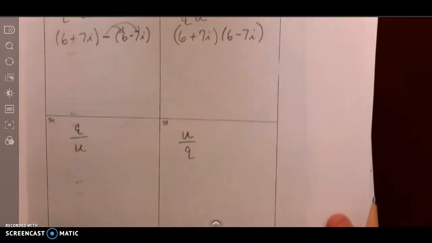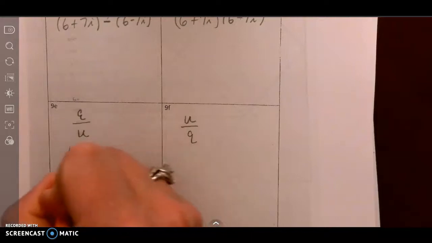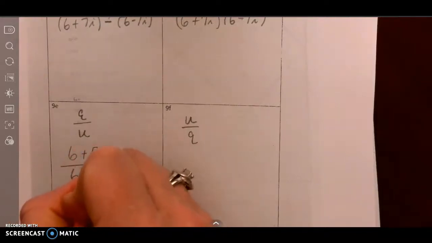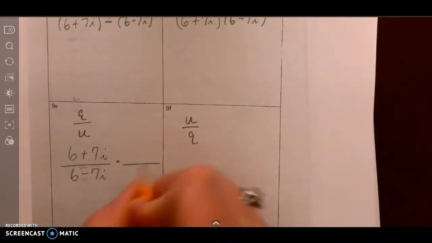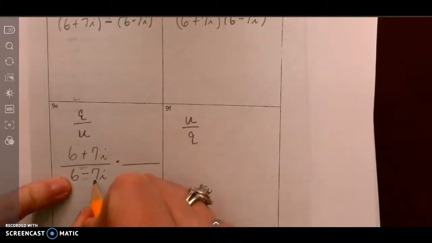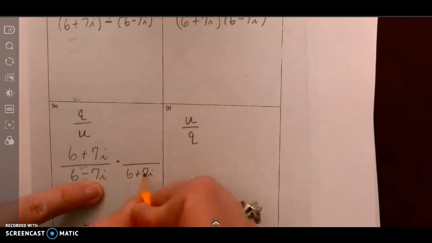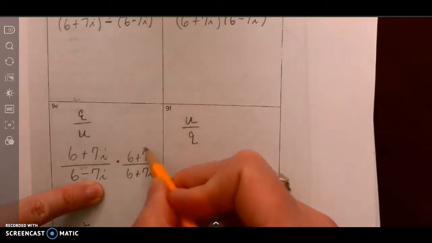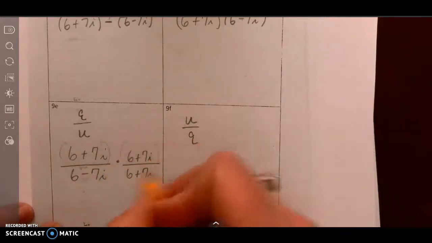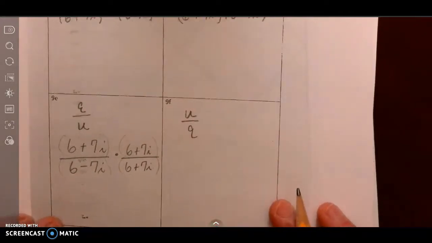For q divided by u, you're going to have 6 plus 7i divided by 6 minus 7i. But you can't leave it like this. You have to rationalize the denominator. So you have to multiply by the complex conjugate of the denominator, which is 6 plus 7i. The first value stays the same. It's the second one that changes. And you have to multiply by the same thing on the top and bottom. So you're really just multiplying by 1. And then you're going to FOIL the tops and bottoms and simplify, just like we did in all of our examples.